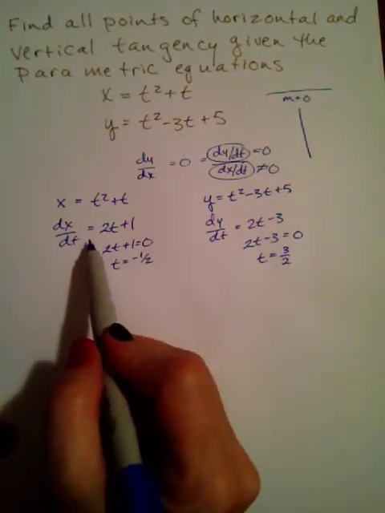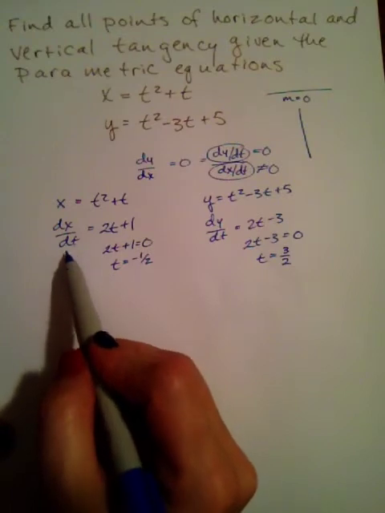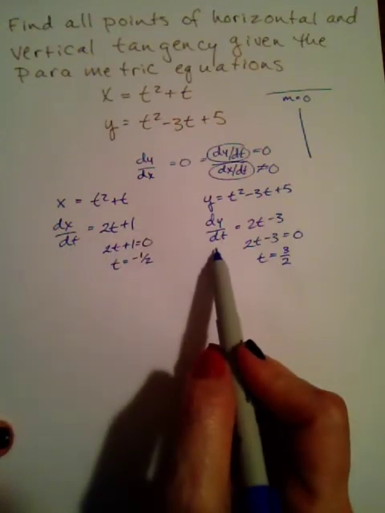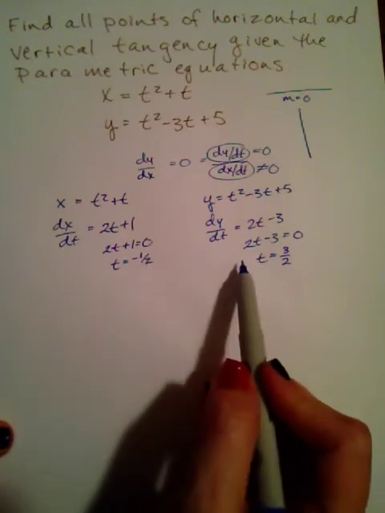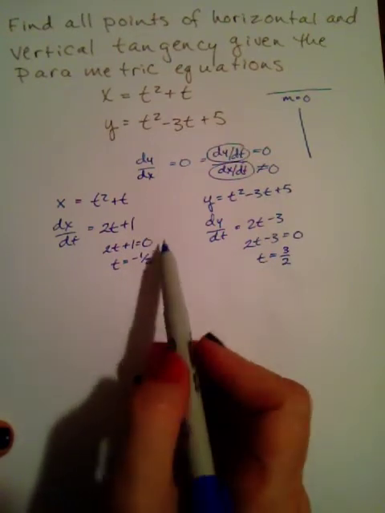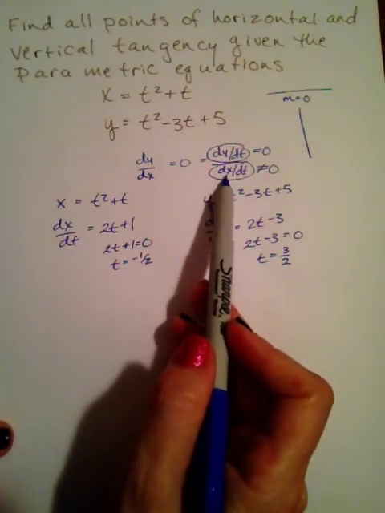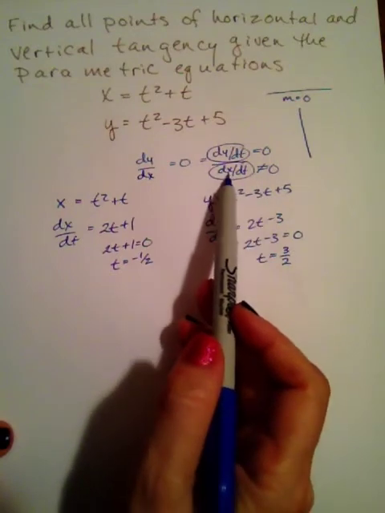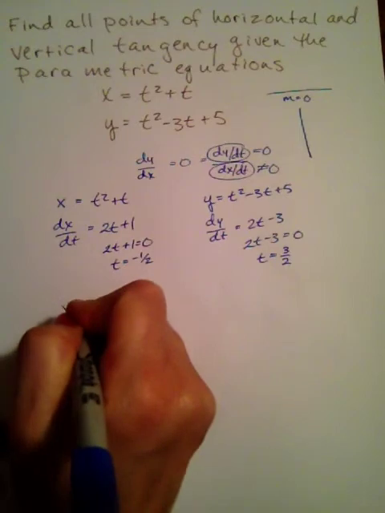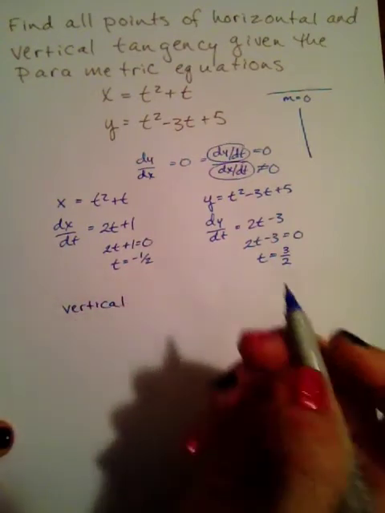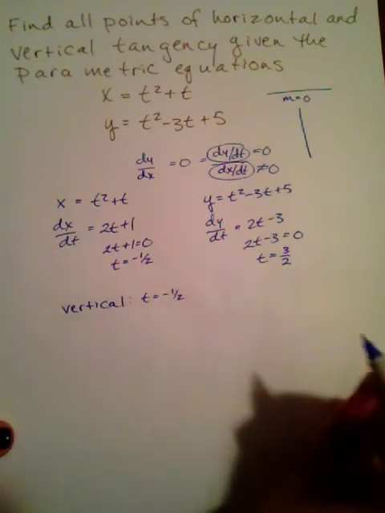So what this tells me is that when t equals negative 1/2, our dx dt is equal to 0, but our dy dt is not, because these are the only zeros for each of those separately. So when dx dt is equal to 0, that's when our denominator equals 0, which will produce an infinitely large slope, or an undefined slope, so it would have a vertical tangent line. So I know that I'm going to have a vertical tangent line when t equals negative 1/2.